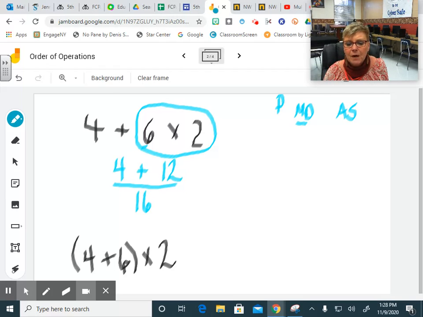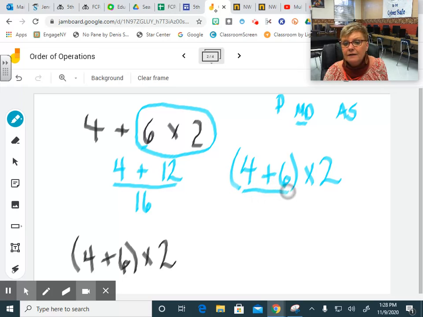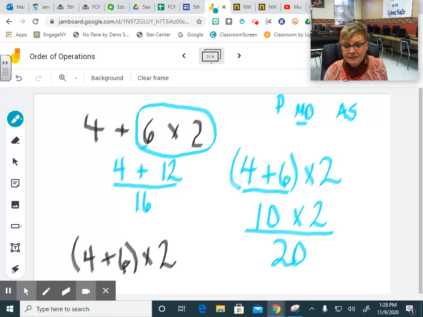Now this is the same problem, except it's got parentheses. Let's see how parentheses would change the problem. I'm out of room down here to write, so I'm going to write it up here. If I have 4 plus 6 in parentheses and then times 2, I'm going to start at parentheses. That's my first step. 4 plus 6 is 10. Now I'm going to copy down the rest of my problem that I haven't done yet. I've only got one thing left to do. That's multiply. 10 times 2 is 20. So look, the same numbers, but those parentheses make us have different answers.